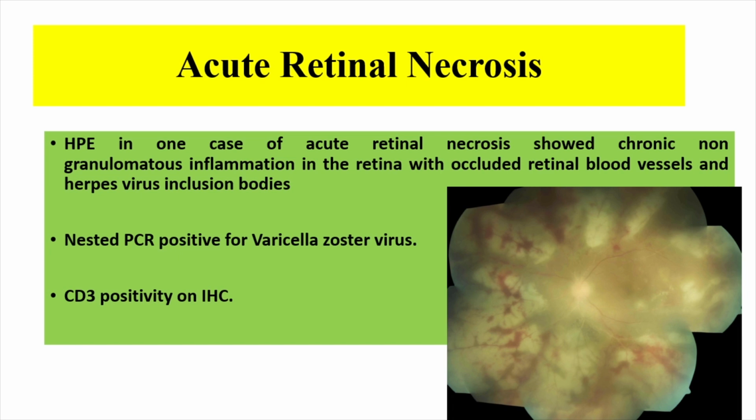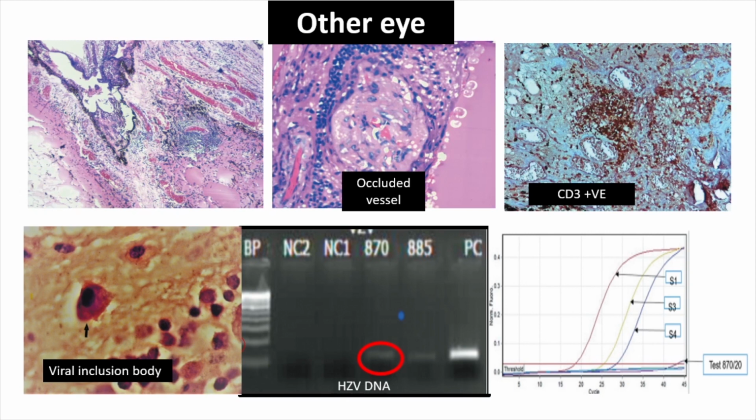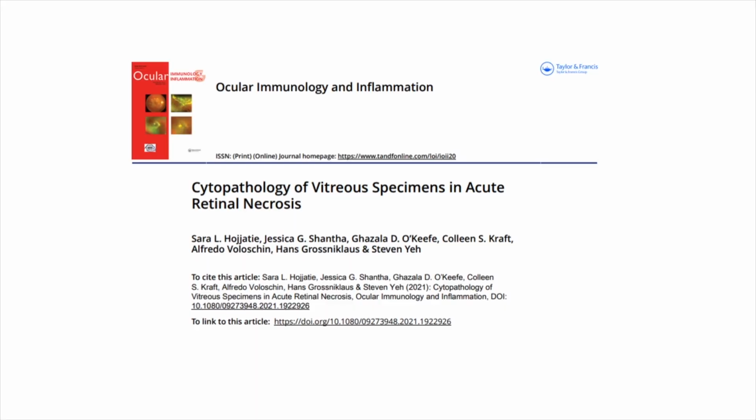This is a photograph of the other eye showing acute retinal necrosis in the periphery. And this is a histopathology showing the peripheral retina with chronic inflammation and occluded retinal blood vessels, seen on higher magnification. The inflammatory cells were CD3 positive, showing T cell positivity. Viral inclusion bodies were seen in the sections, and nested PCR and real-time PCR showed herpes zoster virus DNA.